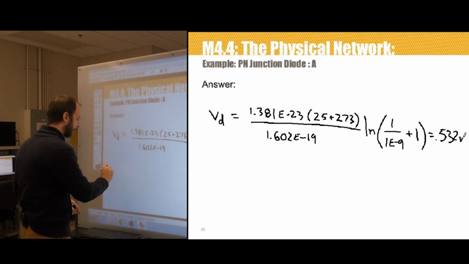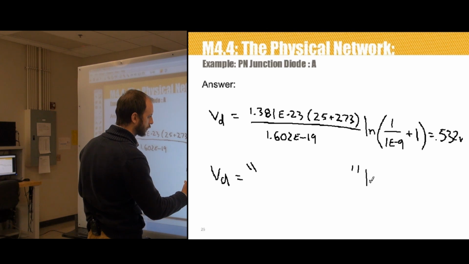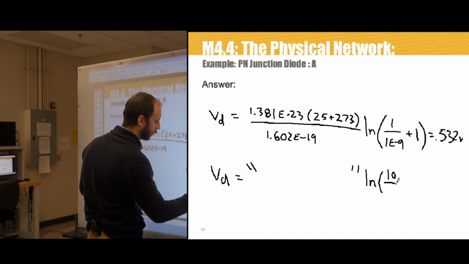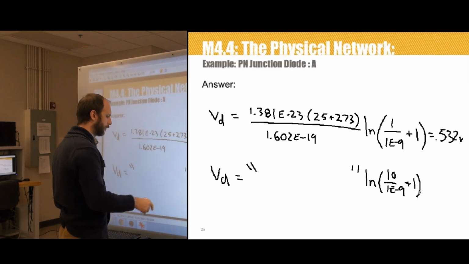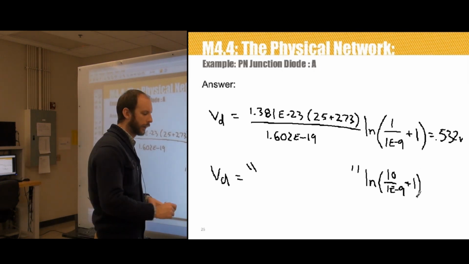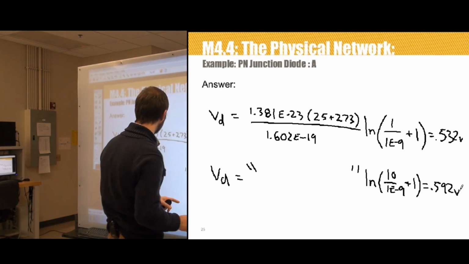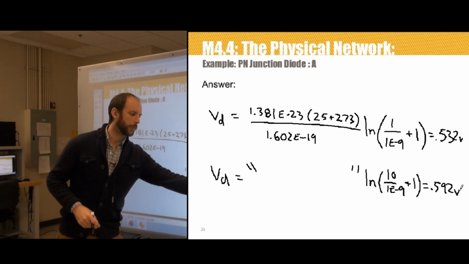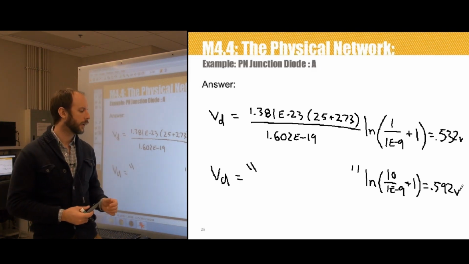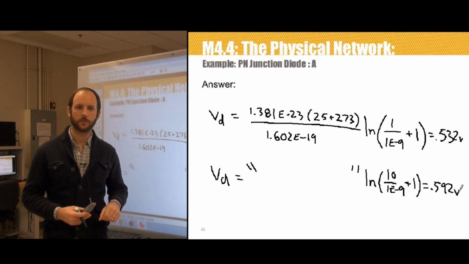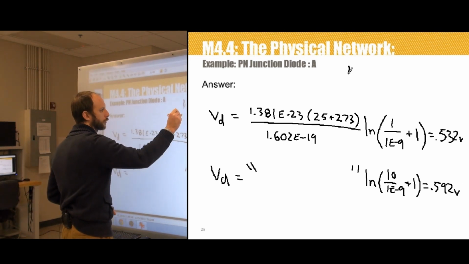And then for 10 amps, it's the same equation. This stuff's all the same, but it's going to be the natural log of 10 amps over 1e to the minus 9 plus 1. I solve for that. I get VD equals 0.592 volts. Right, so if I apply 0.592 volts, I get 10 amps. So very small increase. 0.06 volts increase gives me a factor of 10 increase in the amount of current flowing across this PN junction. And you know what you should know from a diode, right?